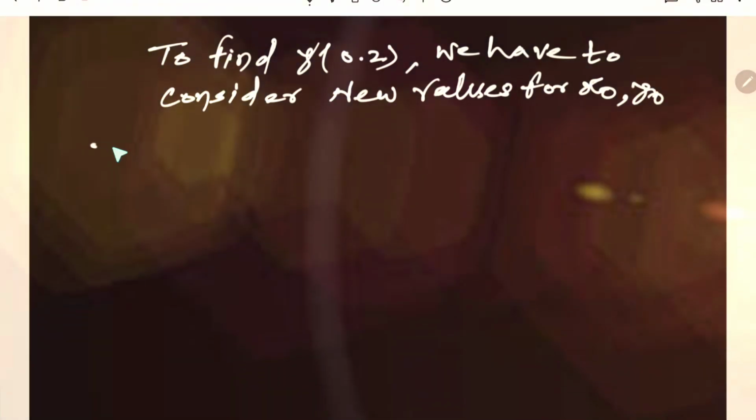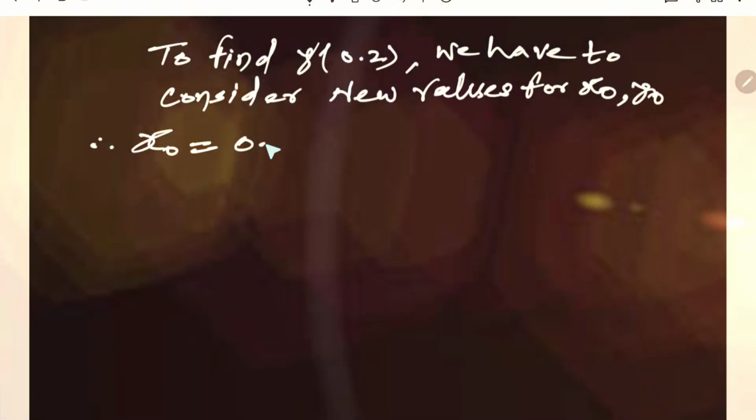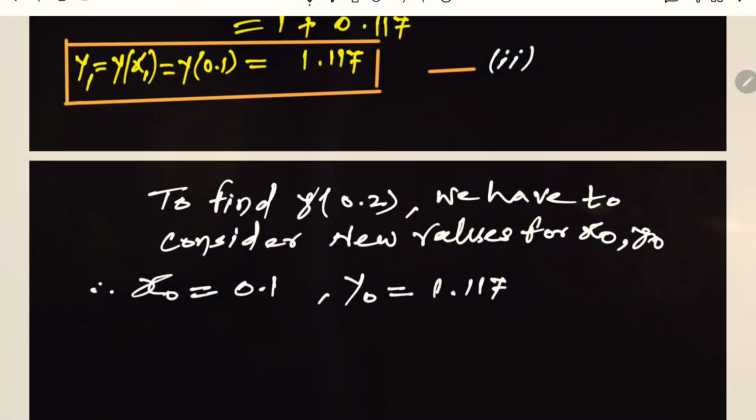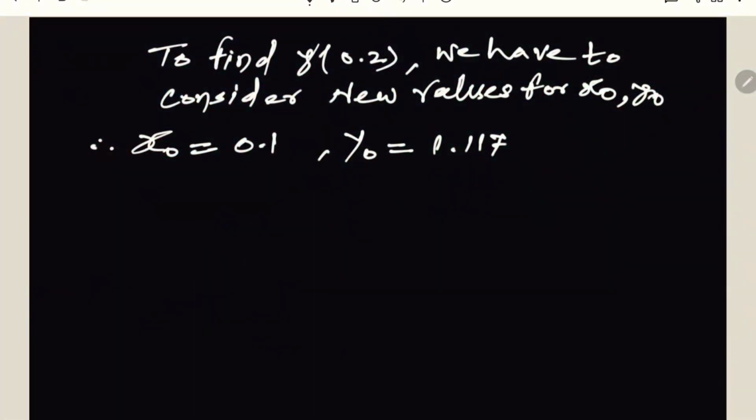Then, to find the second value, that is y at 0.2, whatever the values we have obtained, we consider them as x0 and y0, new x0 and new y0. Therefore, new x0 becomes 0.1 and new y0 becomes the corresponding value, that is 1.117. These are the new values for x0 and y0. Once again I will repeat, x0 as 0.1 and y0 as 1.117. And for these values of x0 and y0, once again we repeat the same steps to get y at 0.2.